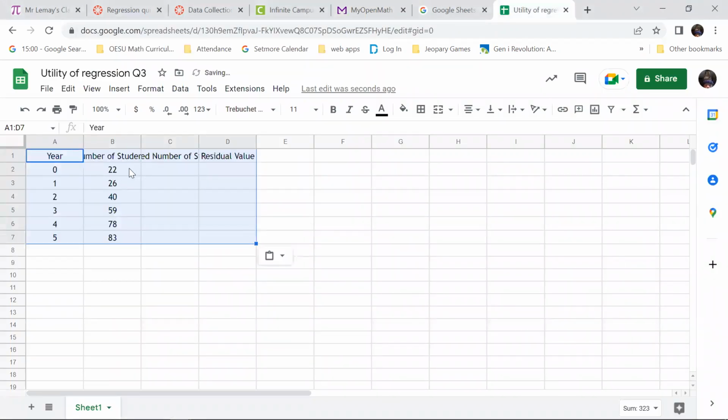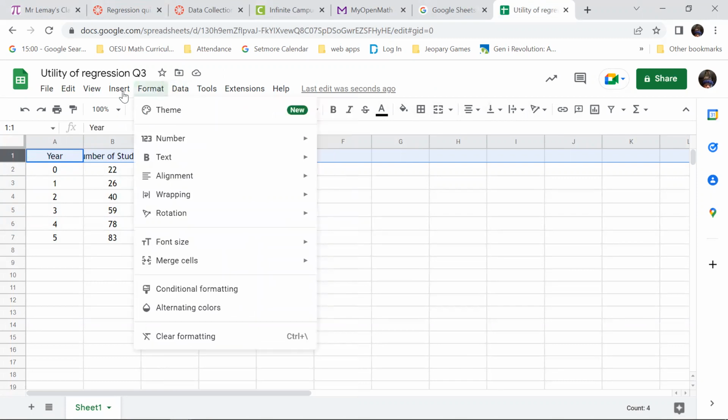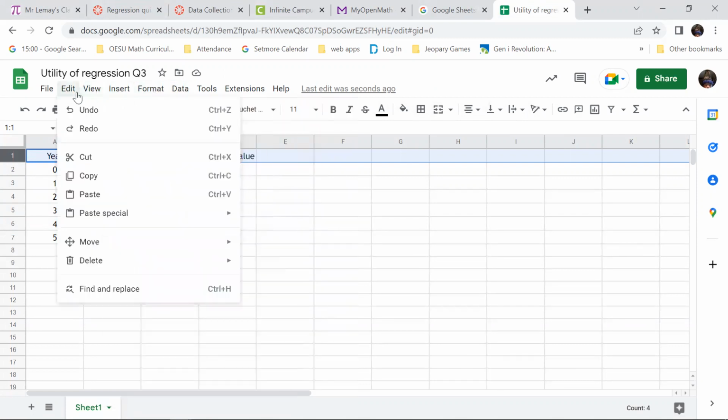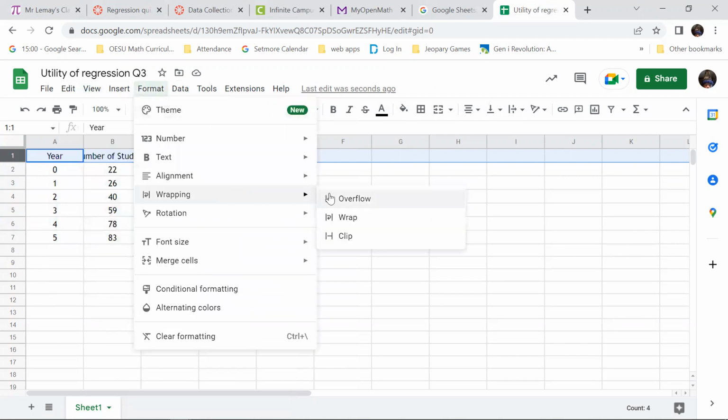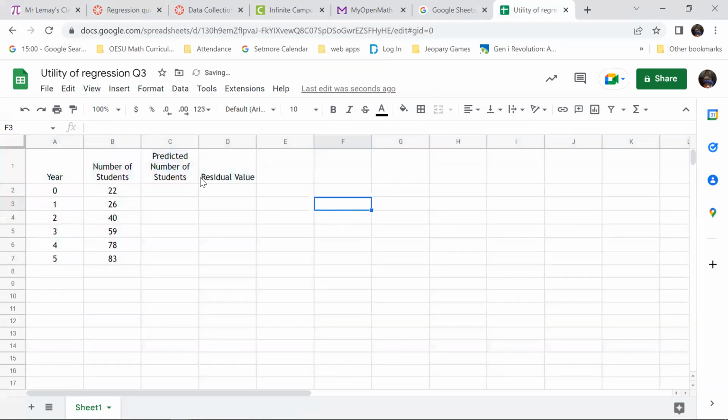Oh, beautiful. Okay, so now they're telling us, let me wrap this so you folks can see this. How do I wrap it? I think it's under View. No, Edit, no, Format, Wrapping. There we go. Wrap. Now we can see all the words.